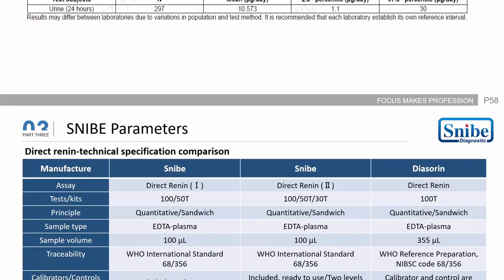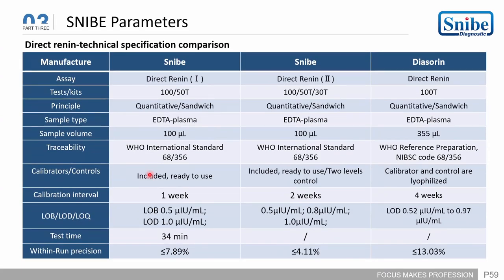per day. So if we compare the Direct Training technical specification with the first generation Brennan, second generation Brennan, and the DiaSorin Brennan, we have an edge of 30 tests, 50 tests, and 100 tests in our Direct Training assay as compared to the first generation, which has both 50 and 100 test pack sizes. Compared to DiaSorin, they only offer a 100 test pack size. We have a quantitative sandwich principle, sample type EDTA plasma, and a 100 microliter sample volume is required as compared to 355 microliter for the DiaSorin assay.